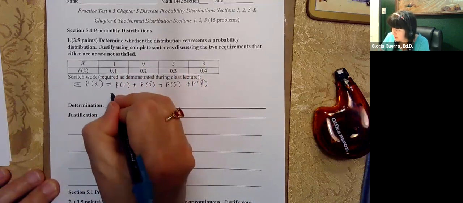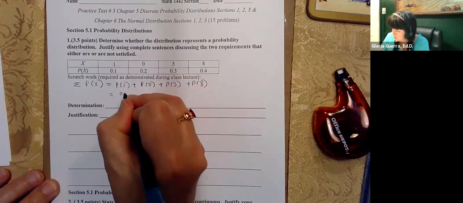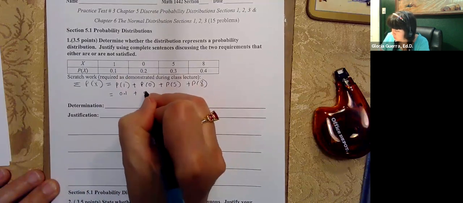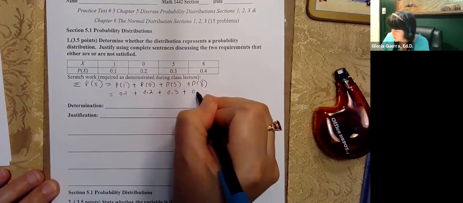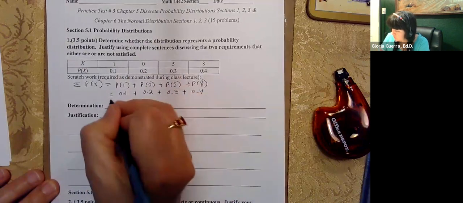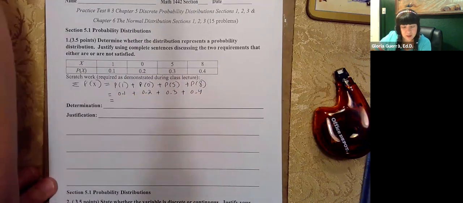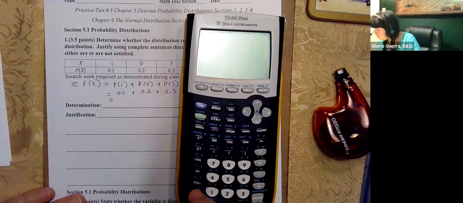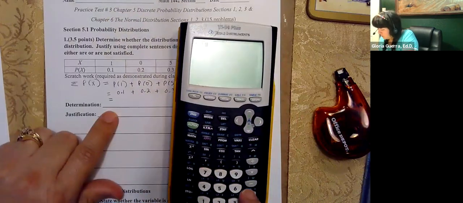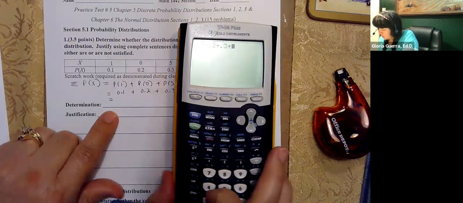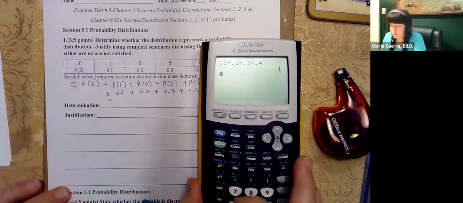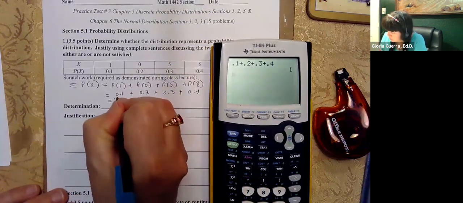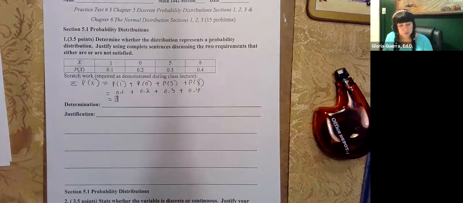Then when I add their values, this one is represented by 1/10, this one by 2/10, this one by 3/10, and this one by 4/10. When I add all those up on the calculator, 0.1 plus 0.2 plus 0.3 plus 0.4, it looks like that gives you a value of 1. Okay, well, that's a good thing. So there's two requirements, and it looks like the first one is met.